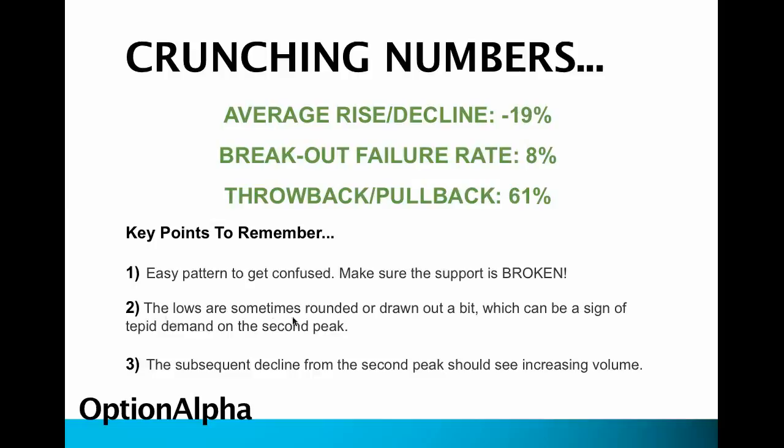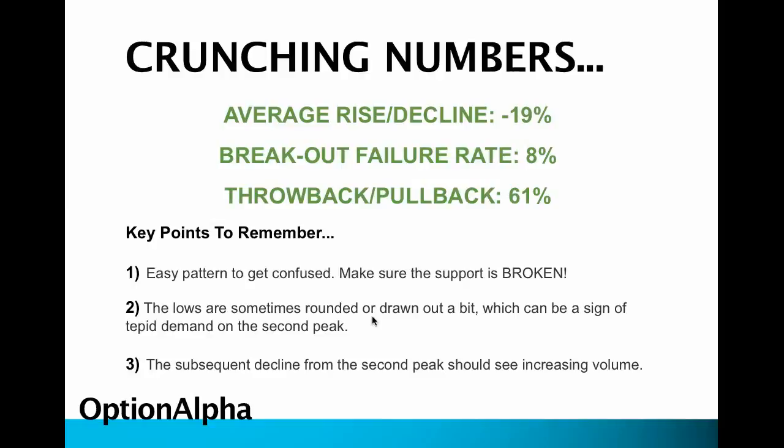The lows are sometimes rounded or drawn out a bit, which can be a sign of tepid demand on the second peak. So after the first peak has been put in place, if you see that the subsequent low where the support level is being established is really hard to narrow down, like it doesn't come down and hit that level and then run away from it real fast, but it comes down and stays at that area and then kind of rallies up higher, then you know that people are already starting to lose some confidence in the stock.